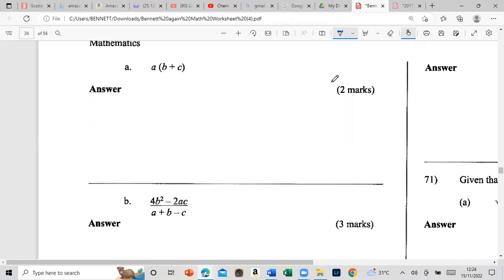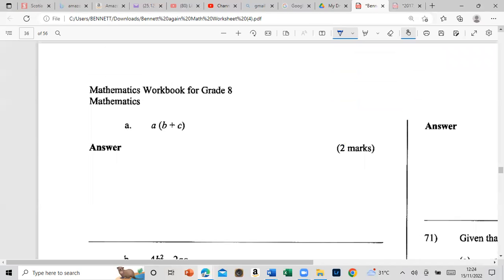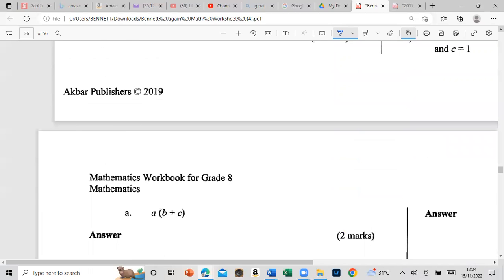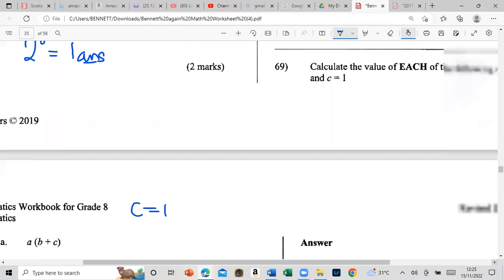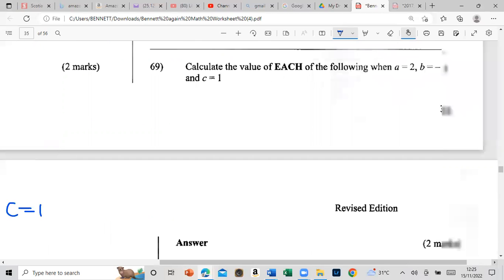Alright, so A, we'll go up and see what the value of A is. So we have A bracket. So let's see, C is 1, A is 2, B is negative 3. So A is equal to 2 and B is negative 3. Then we can work it out.